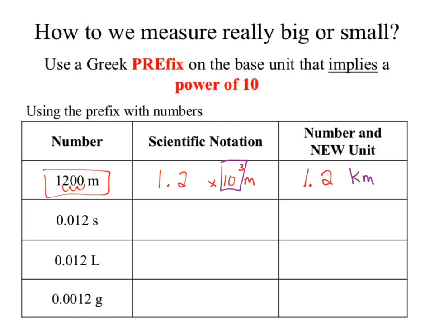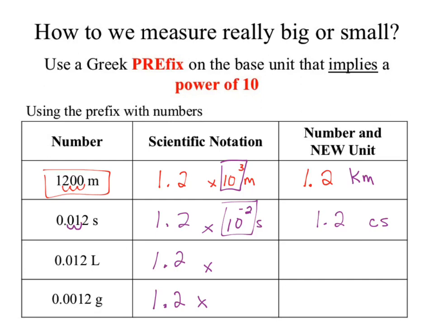Okay? Do the next 3. If you've got questions, raise your hand. I'll come to you. Okay. How far did I shift the decimal? 1, 2 places. Was my original number small or large? Small, so that needs to be negative 2. What does 10 to the negative 2 mean? Centi. So it's a centisecond. So it becomes 1.2 centiseconds. Make sense? Everybody got them? Okay, so I can move on.